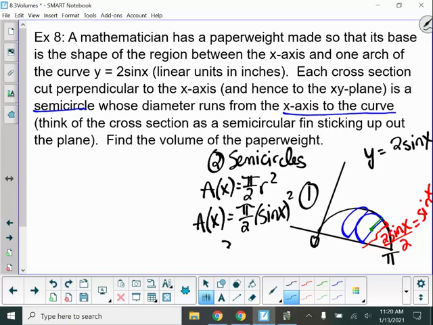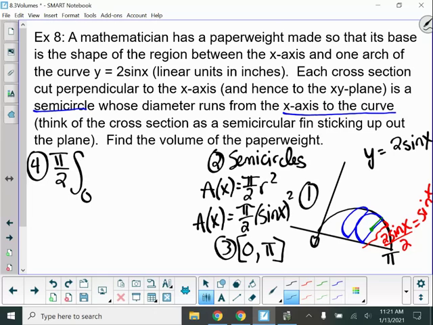So step 3, my bounds. Since I have to be bound by the x-axis, that's where I get the 0 to pi, because 0 is where that x-axis is going to start. I get back 0 there. And then pi is the next place where it actually crosses the x-axis. And then step 4 is where I'm going to look at my integration. So I can pull out the pi over 2. I'm integrating from 0 to pi of sine squared x.